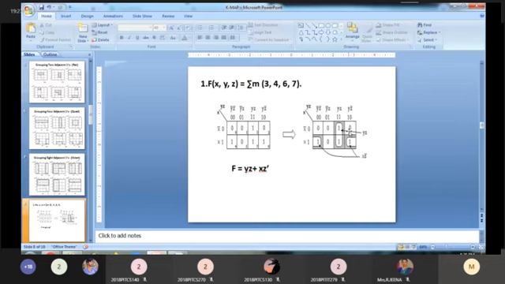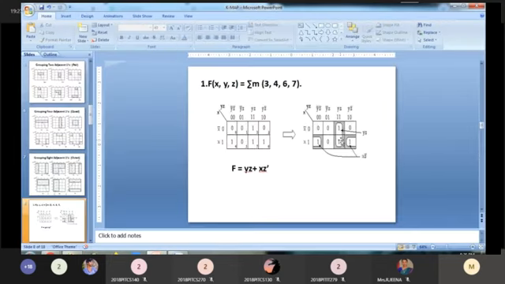Then you have to check whether any quad group is there. Quad means 4 adjacent ones. Are there any 4 adjacent ones? No. First you check the octet, 8 adjacent ones. If not, you check the 4 adjacent ones. If not, only then do you come to the pair group, 2 adjacent ones. So what are the groupings? This is one group and this is one group. So what are the variables?